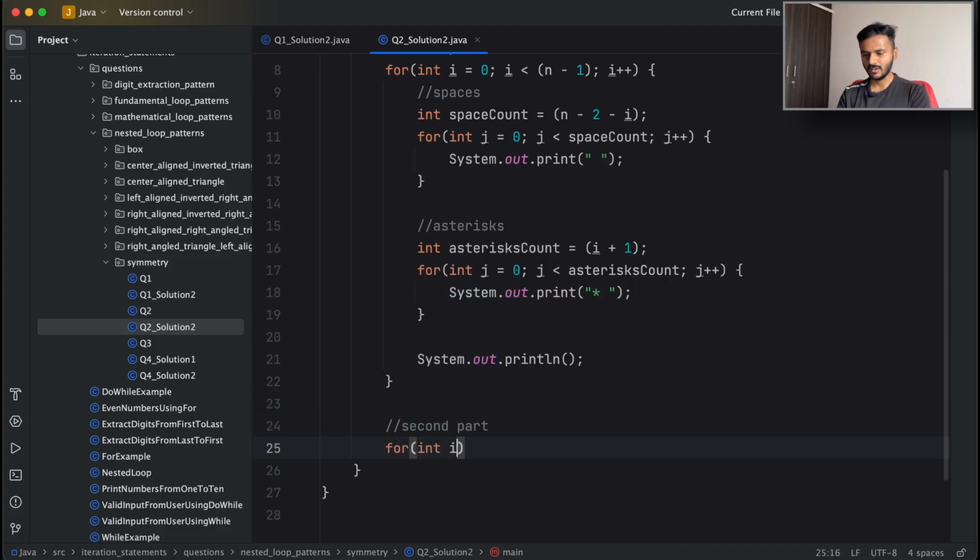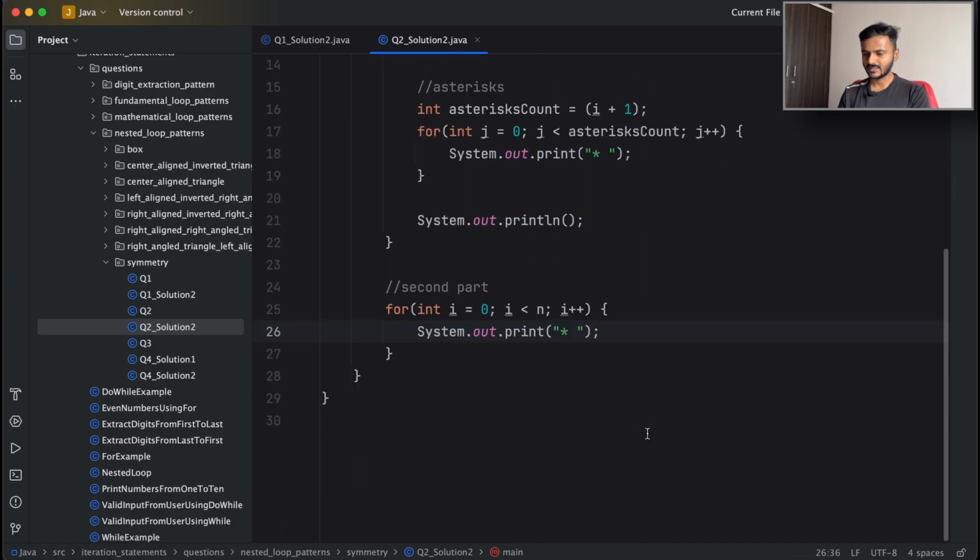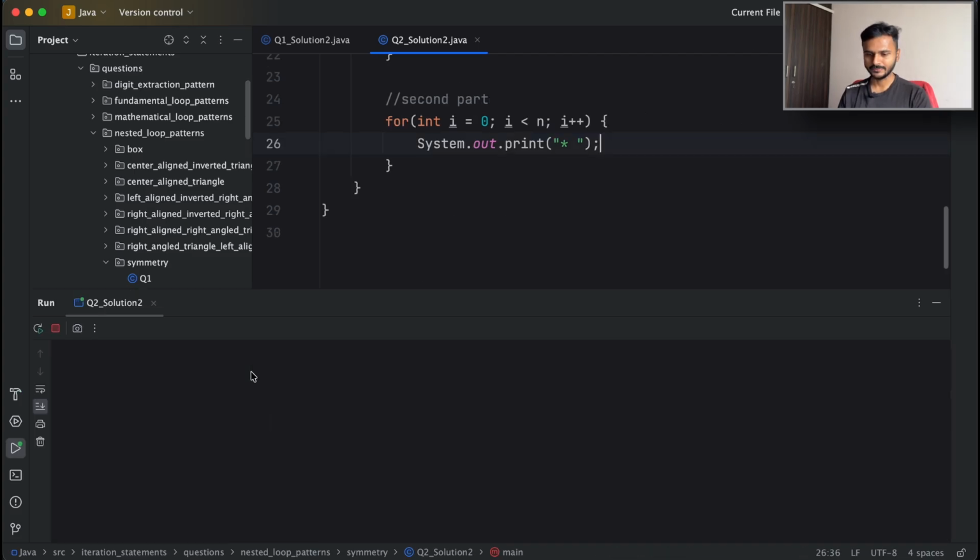We'll have for int i is equal to 0, i less than n, and I just realized I made a mistake in the first part. We'll get to that, but let me just complete the second part. In the second part, we have to print an asterisk and a space. Now, if I run the code, you'd see that mistake that I was talking about.